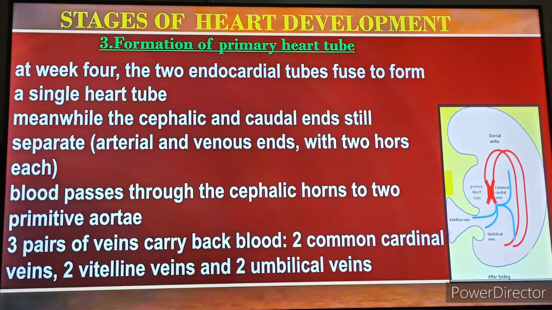We have the arterial end, where you can see the dorsal aorta, and then we have the venous end. And then we've said we have 3 pairs of veins. These are actually 6 veins. We have 2 vitelline veins. Remember, they are coming from the yolk sac. We have 2 umbilical veins that later are going to give oxygenated blood to the embryo. And then we have 2 common cardinal veins. Those are the structures fixing the heart at the cranial and the arterial ends.